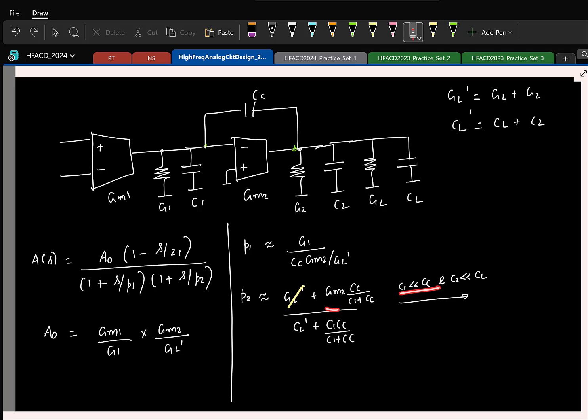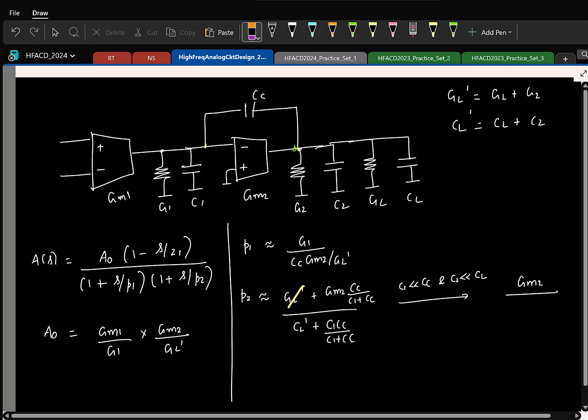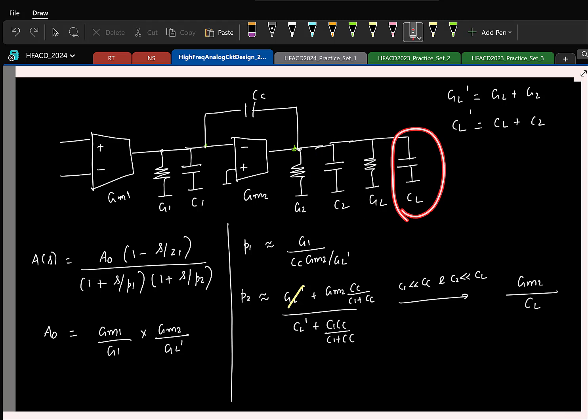C1 is much smaller than CC, so what will this become? GM2. Similarly, what will the denominator become? CL prime is CL plus C2. I have assumed C2 is much smaller than CL, so CL prime is roughly CL. Once again you can ignore this guy. Again, it should make sense because the total capacitance here is dominated by the load capacitor CL. That's what we have assumed.